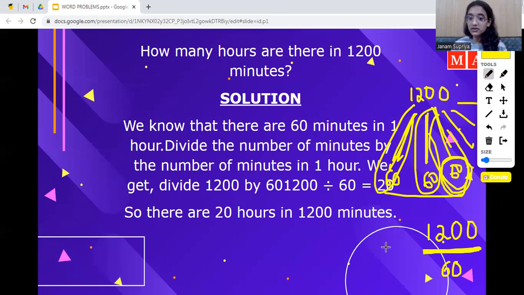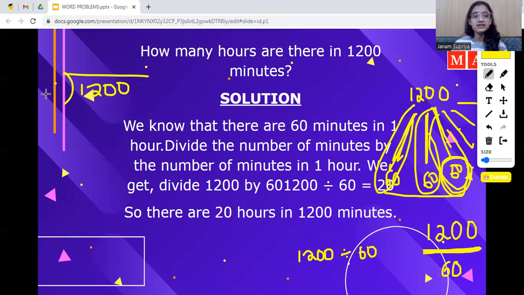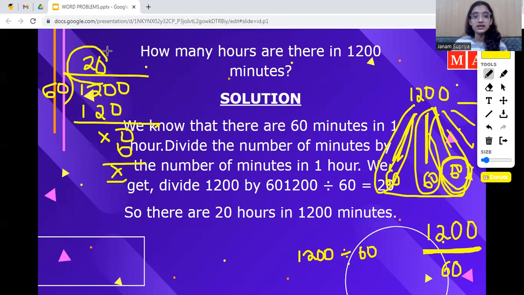So to find out that, we need to divide. So let me write it in divide form: 1200 divided by 60. What will we be getting? 6 twos are 12, then 0, 60 zeros are 0 and done. Okay, the answer is 20.